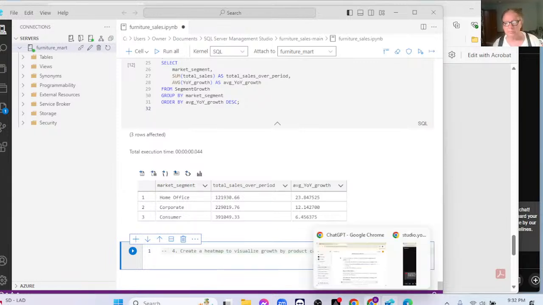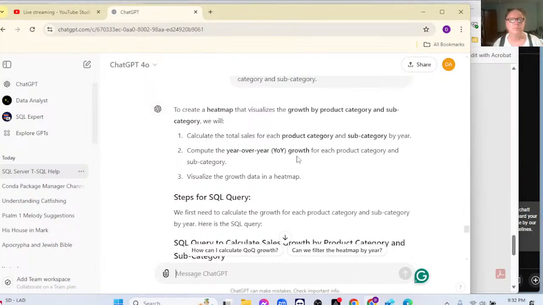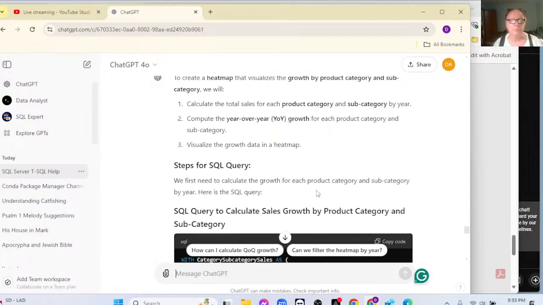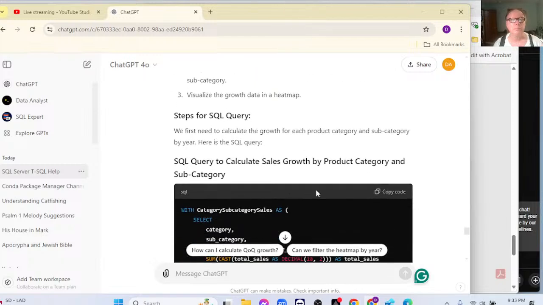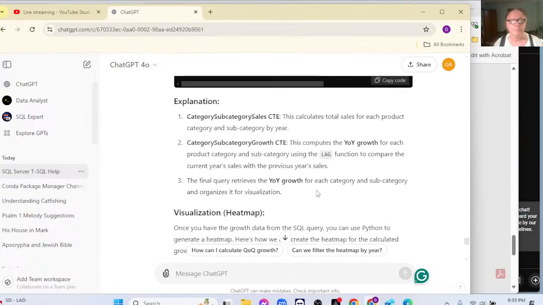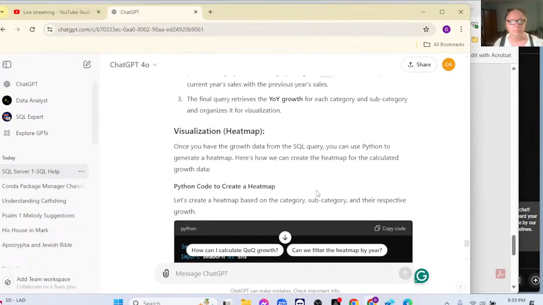And I will, of course, upload this notebook to the repository, and you'll see the link to the GitHub repository with all the code and the data and the requirements in the description of the video. Okay.